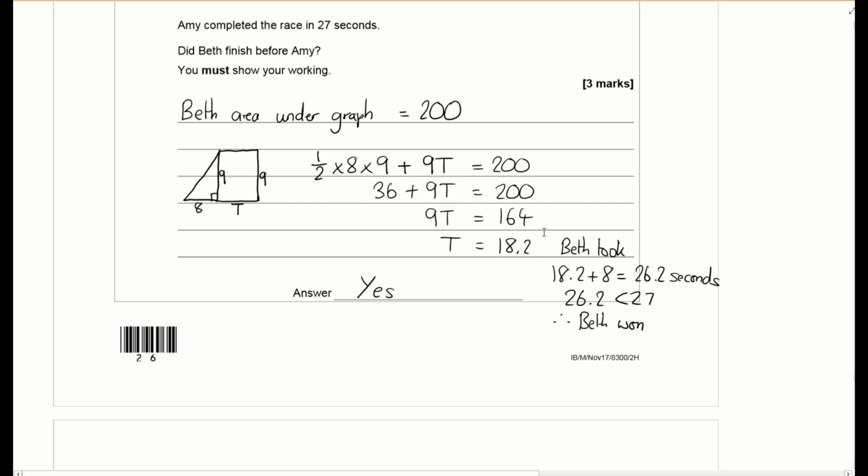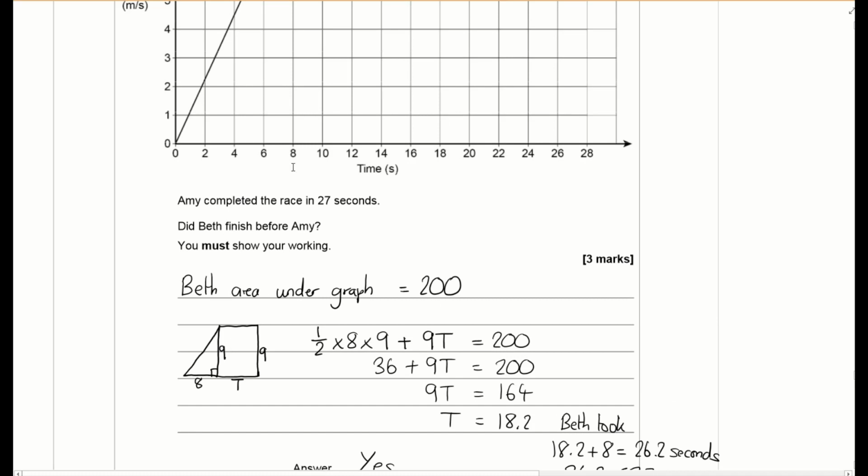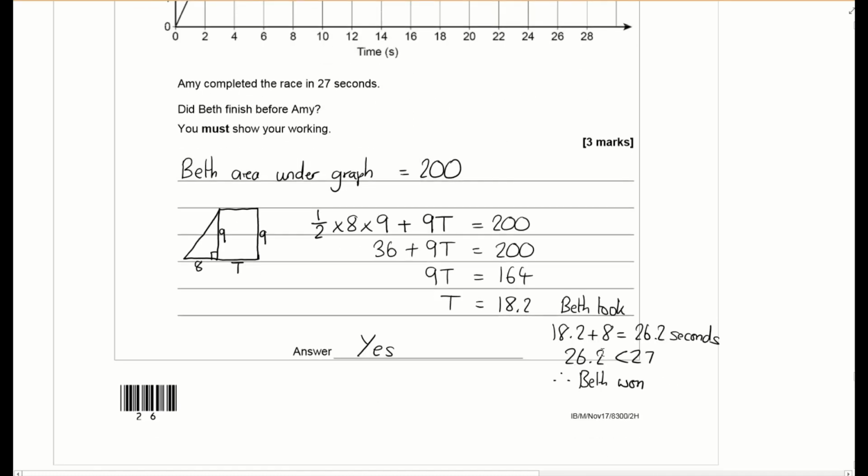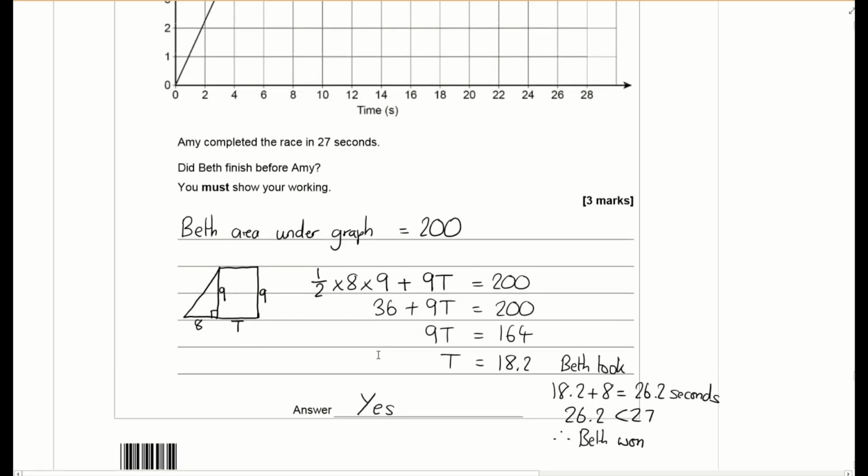Now t, remember, is not how long it took Beth to complete the race, because t actually only started at 8. So we also have to add 8 onto that to show that Beth took 26.2 seconds to complete the race. Since 26.2 is less than 27, we can say that Beth won the race. So the answer is yes.